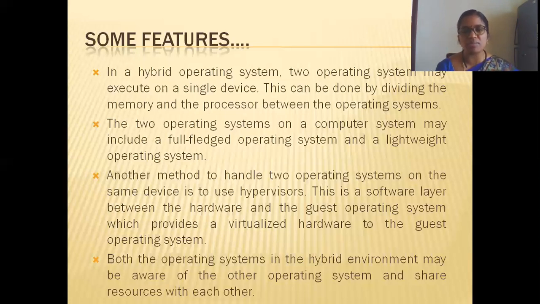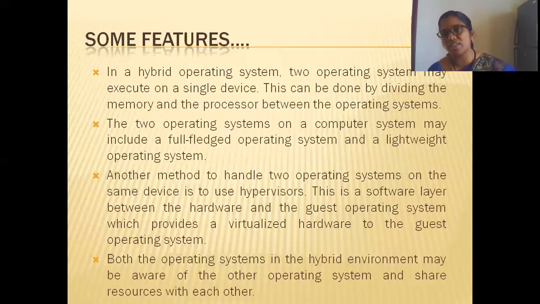Both operating systems in the hybrid environment may be aware of the other operating system and share resources with each other. So these kinds of environments may be used for different kinds of applications.